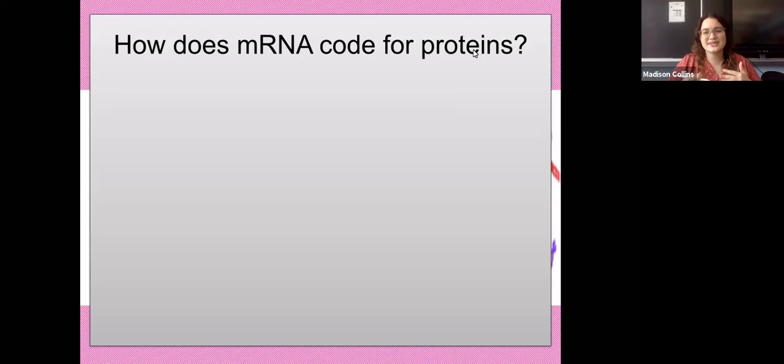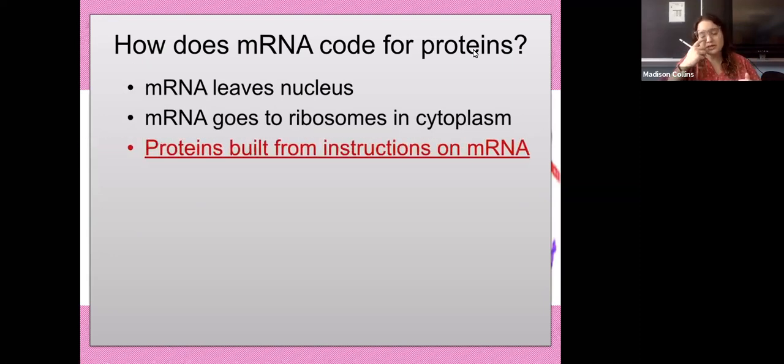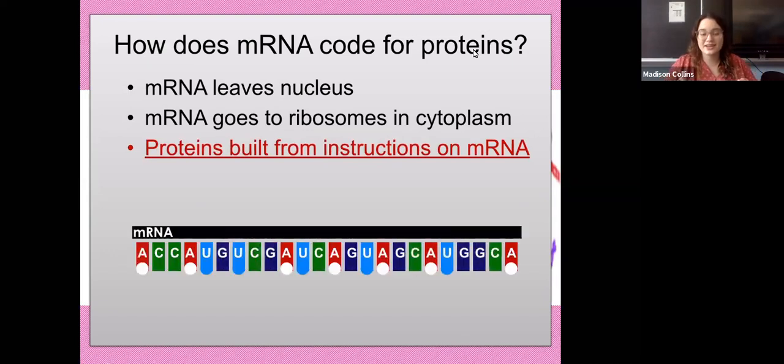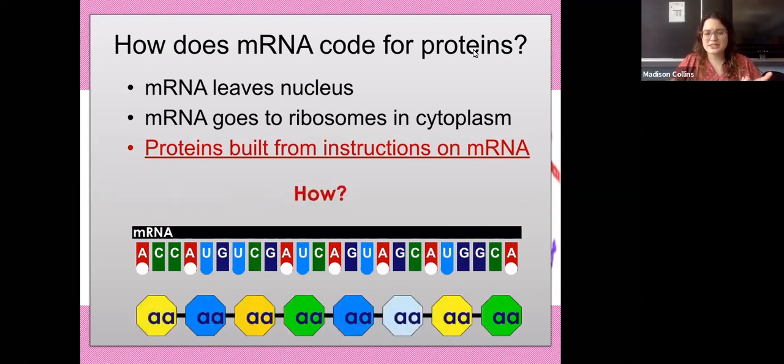All right, so now let's go through some animations trying to figure out how does mRNA actually code for proteins? How does translation actually work? So by now we know that mRNA has to leave the nucleus and it's going to go to the ribosomes in the cytoplasm, right? It's going to take that copy of DNA over to the ribosomes to make proteins, because proteins are built from those instructions that we find on mRNA. So here we've got that mRNA sequence, and eventually it's going to be used to form that amino acid sequence. But how does that happen?